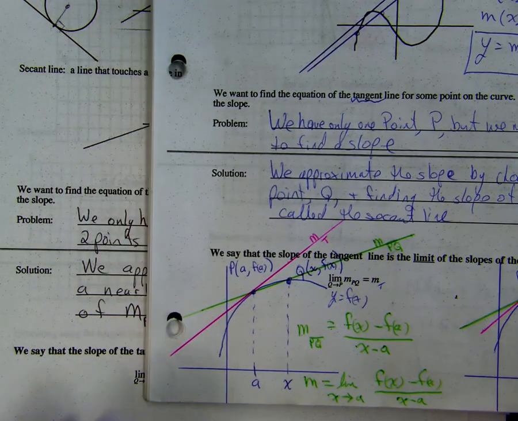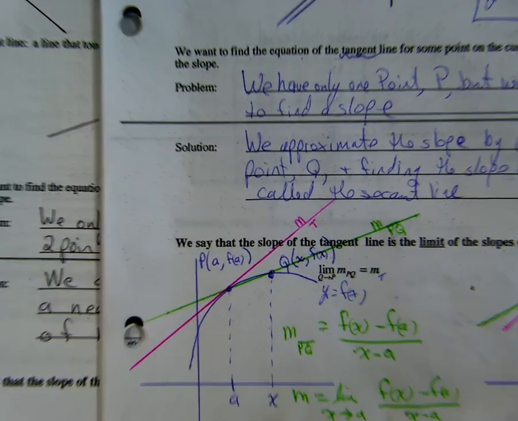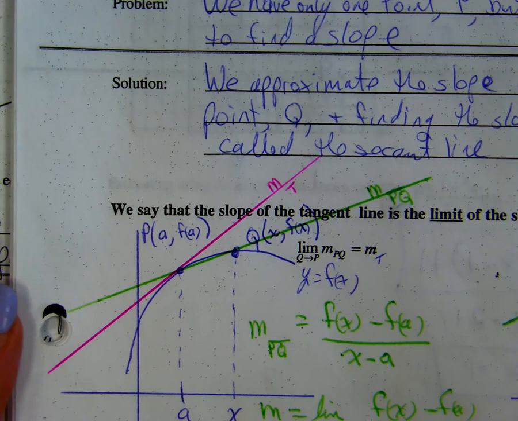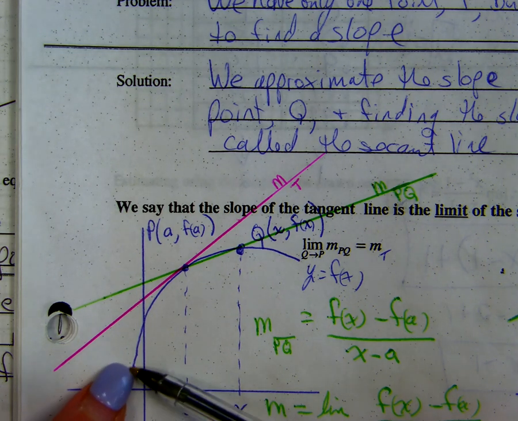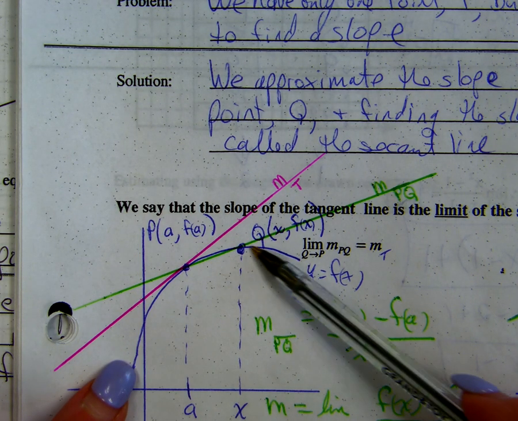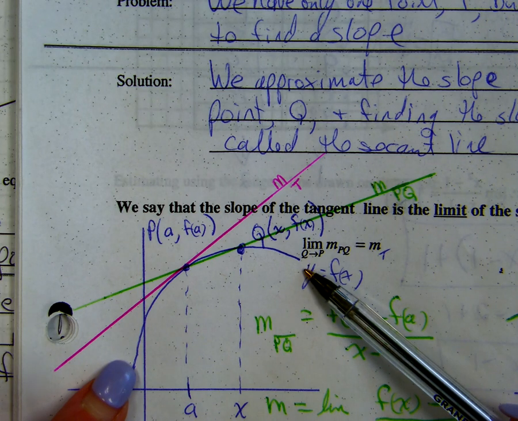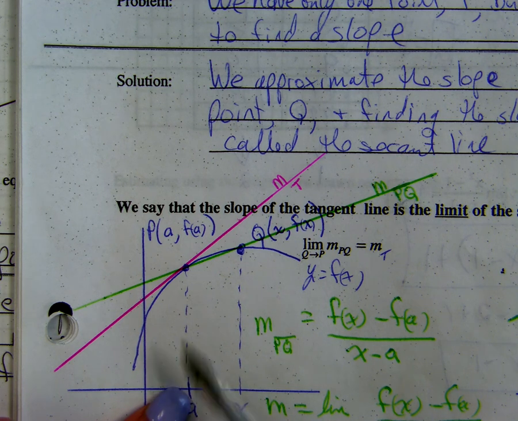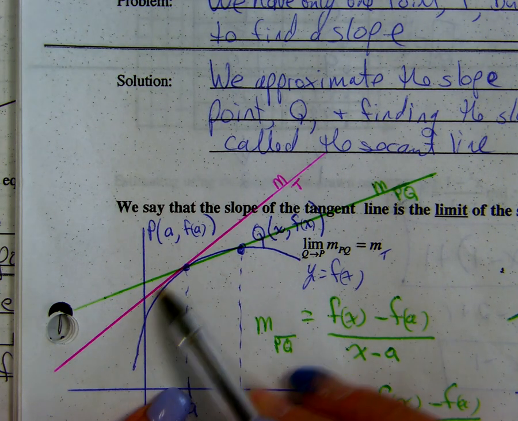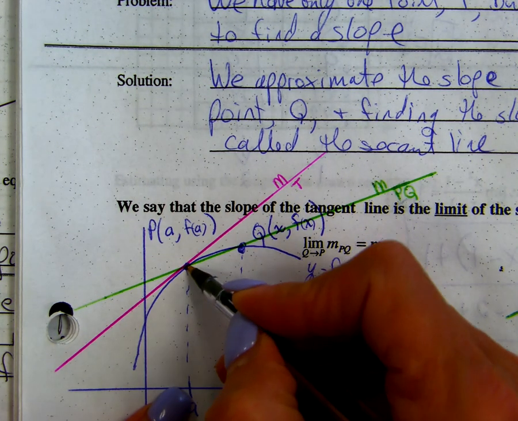Okay, so let me just zoom this in and we'll talk this one through. Okay, so here's my curve, y equals f of x. Oh, I'll do it on here instead of the screen. y equals f of x. And here's my goal. I want to find the slope of the tangent line to this curve at this point.